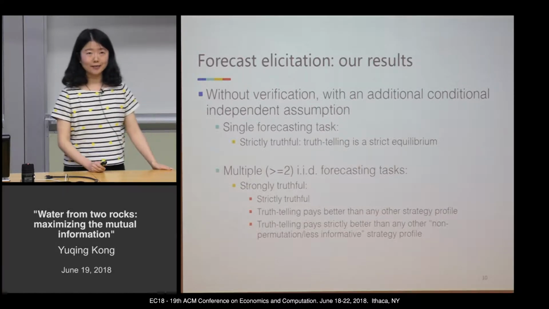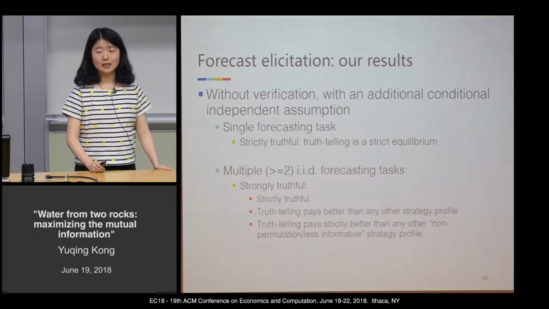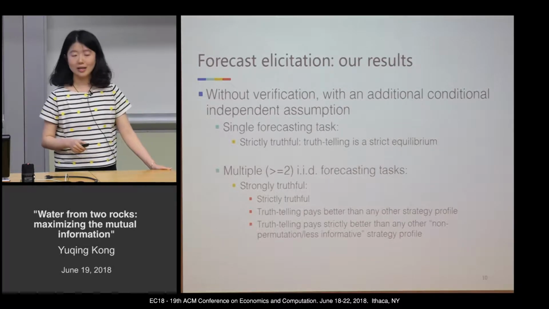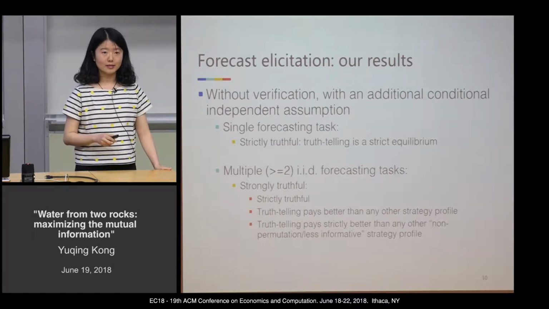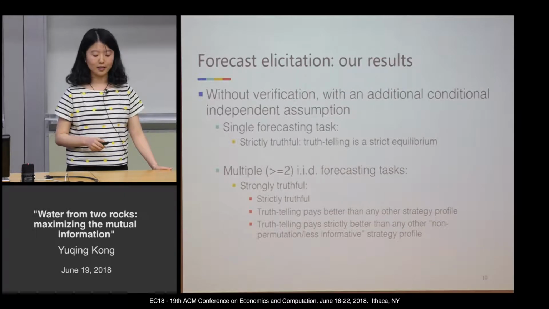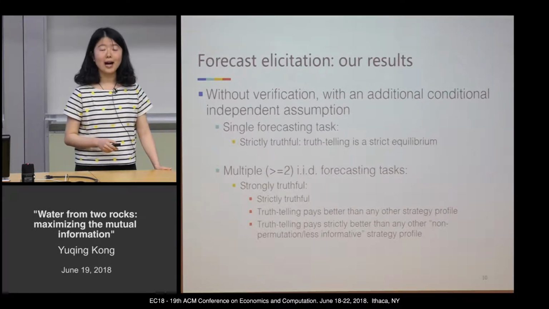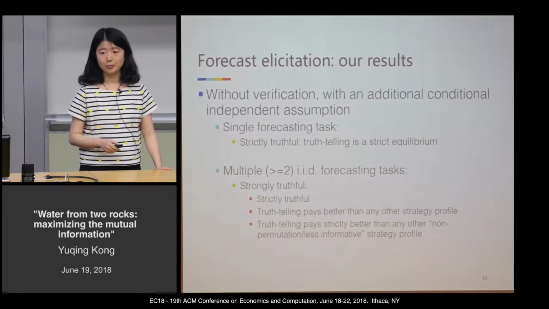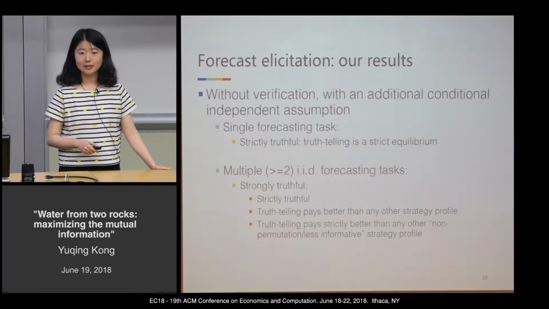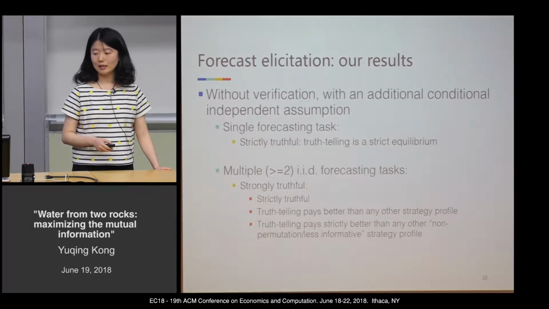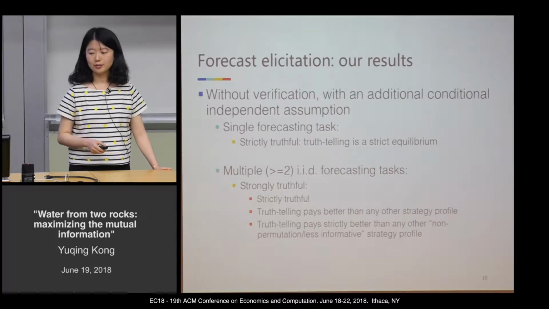Without any verification, with an additional conditional independence assumption, which I will talk about in detail later, we can design the mechanism in the single forecasting task setting such that if you believe everyone else tells the truth, then you will have a strict incentive to tell the truth as well. And in the multi-task setting, even if it's only two tasks, we can achieve a much better property, which we call strongly truthful.